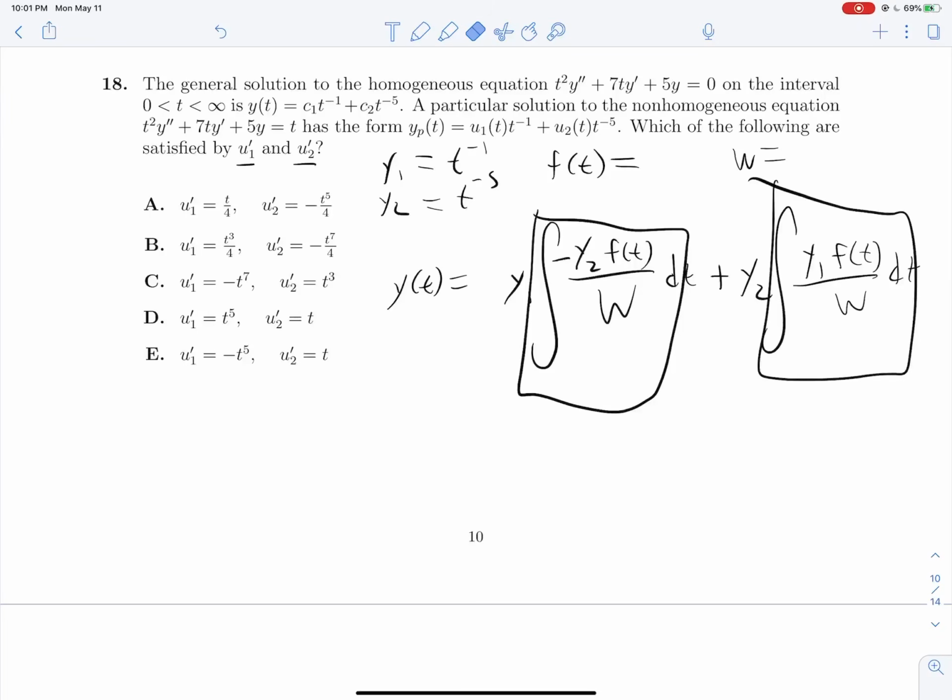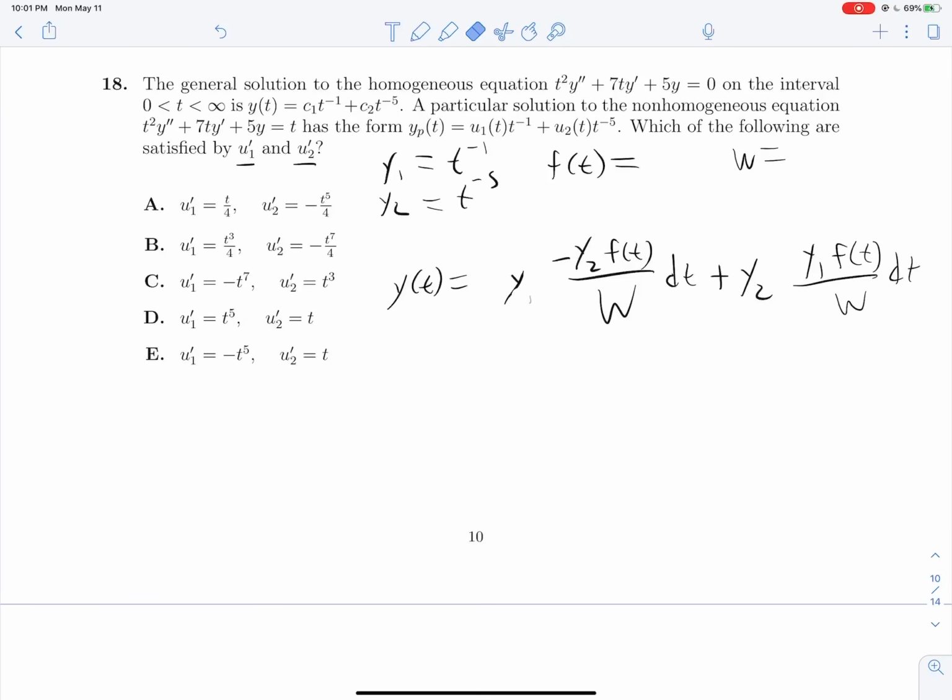But the nice thing is we're not looking for this whole integral. We're looking for the derivative of these guys. And that will cancel out both of these integrals. So u1 prime is just that thing, and u2 prime is just that thing. So let's find f of t and our Wronskian, and we should be able to solve for these guys.